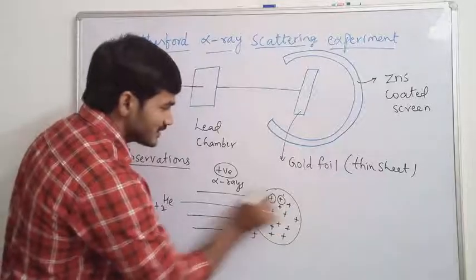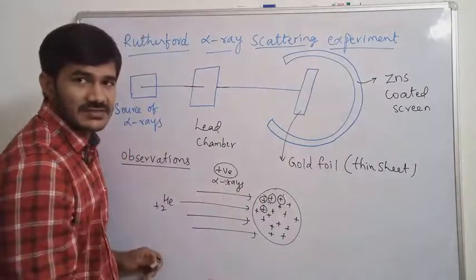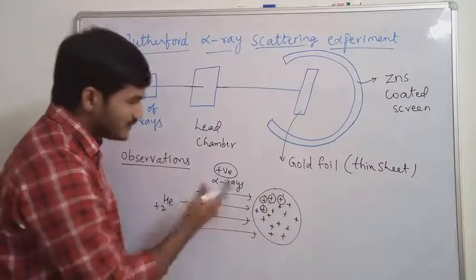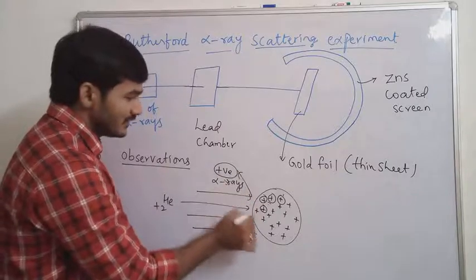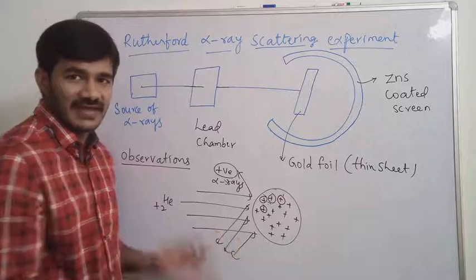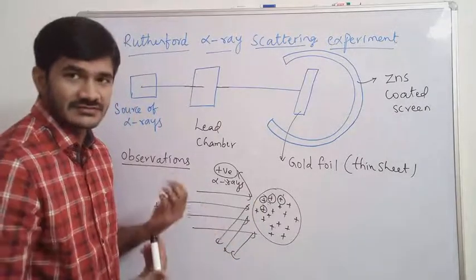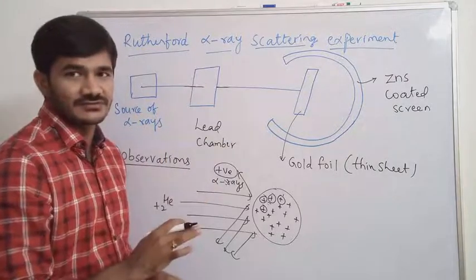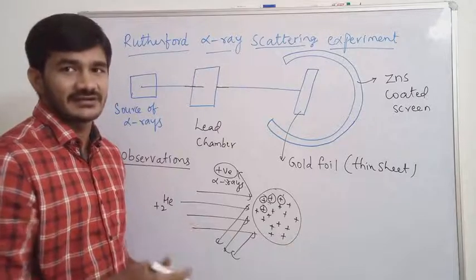this positive charge and positive charge must repel each other. Alpha rays have positive charge, and the total sphere of the atom has positive charge. These positive and positive should repel each other, and the rays have to deviate with small angles, with certain angles. All the rays should deviate by certain angles, but he did not observe this kind of observation. The results were quite unexpected.